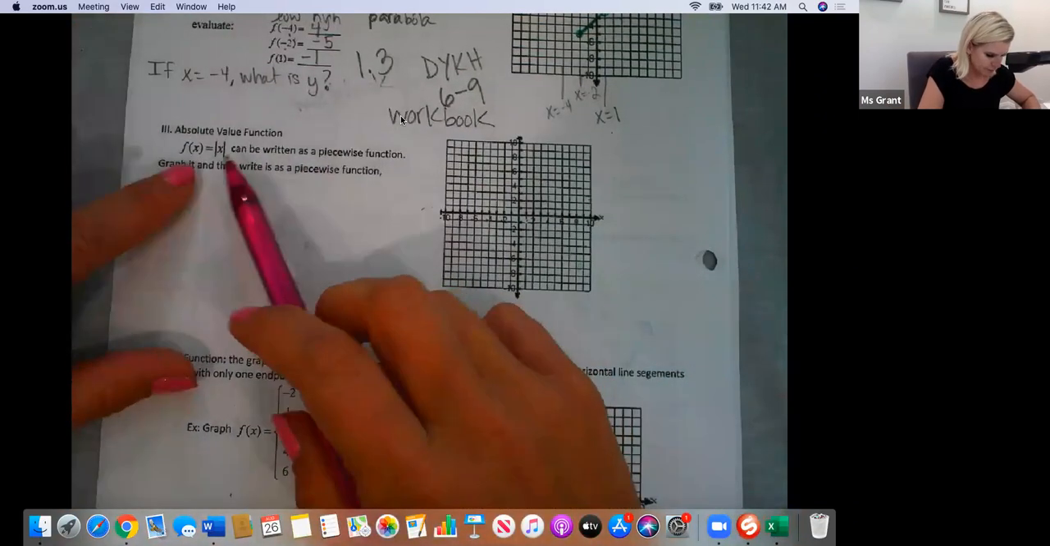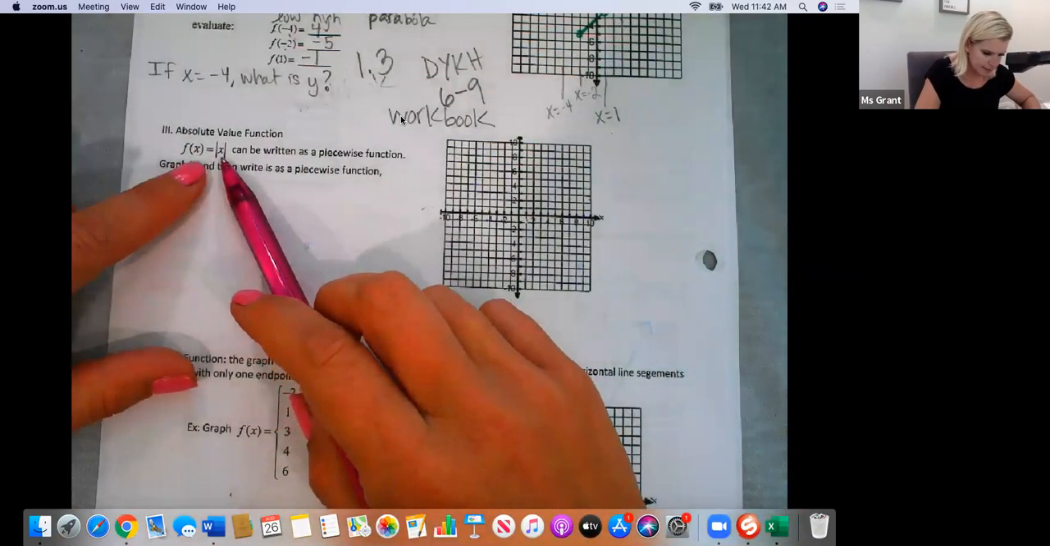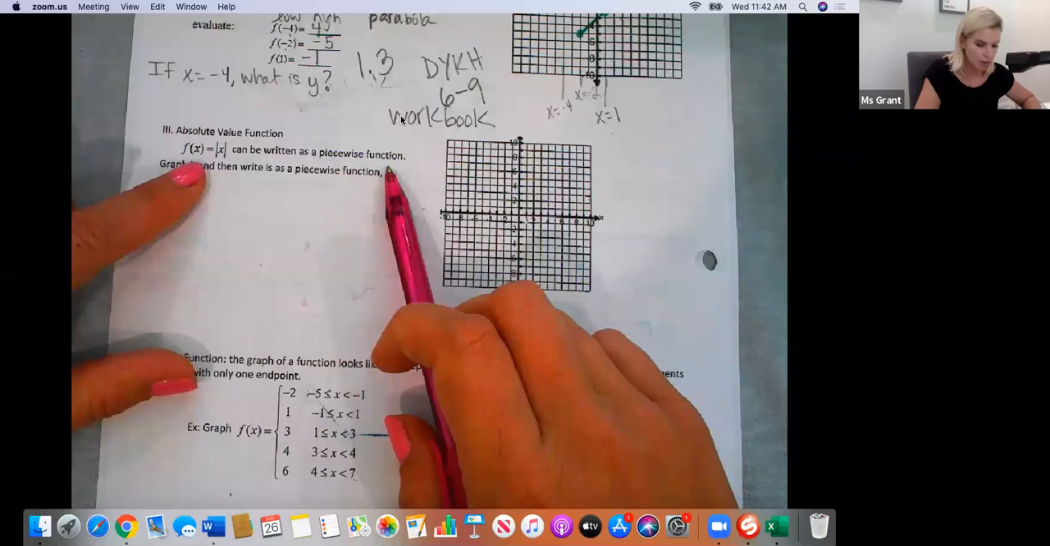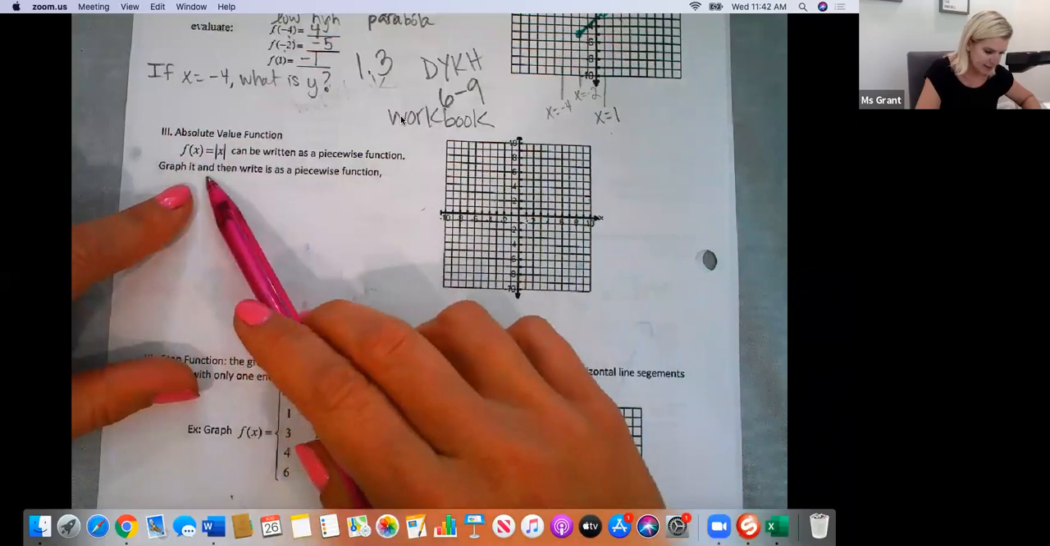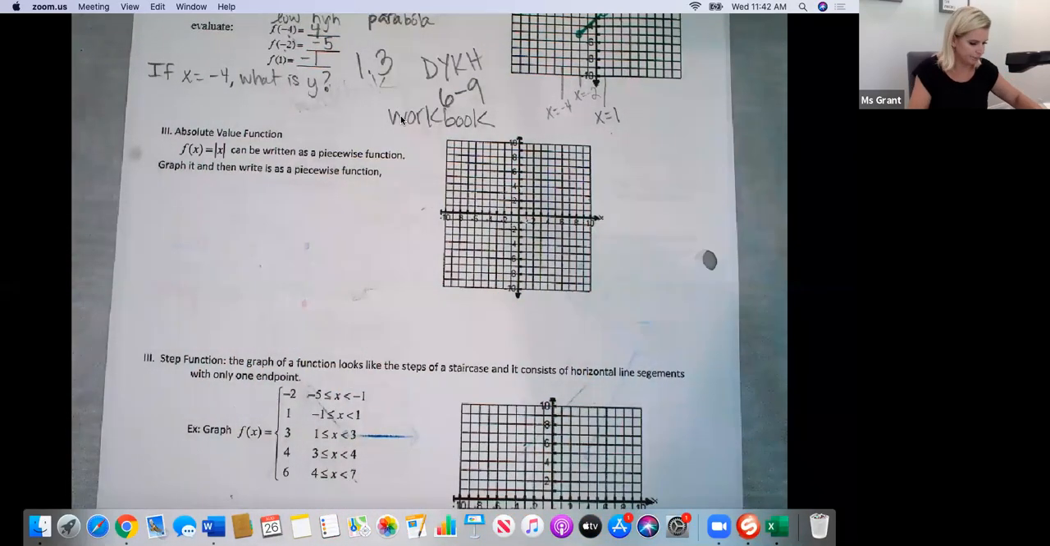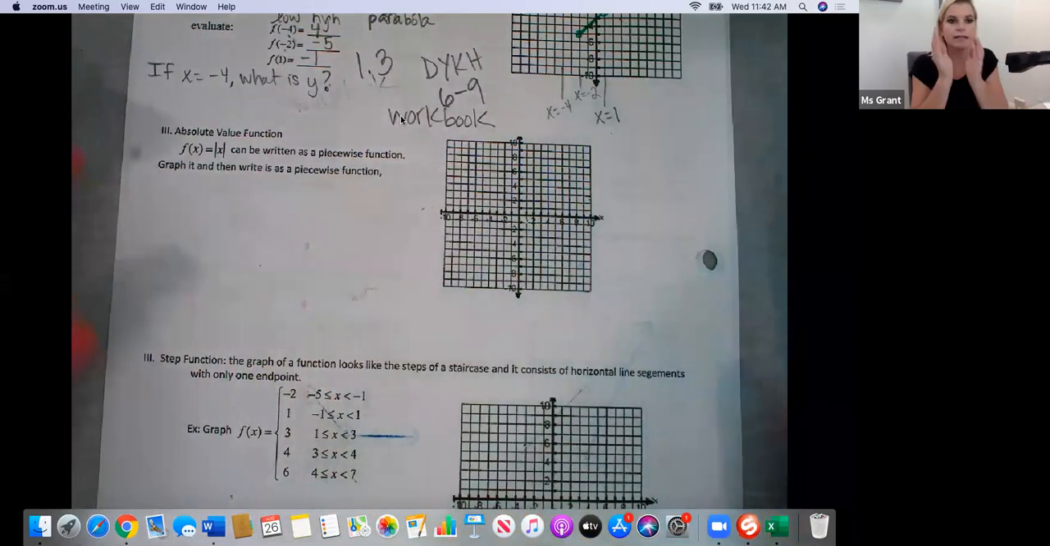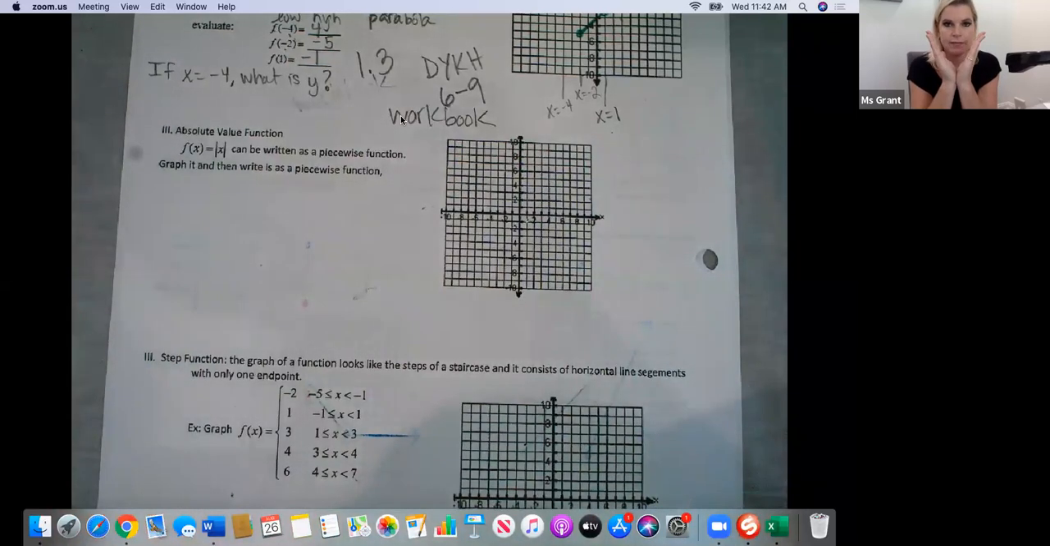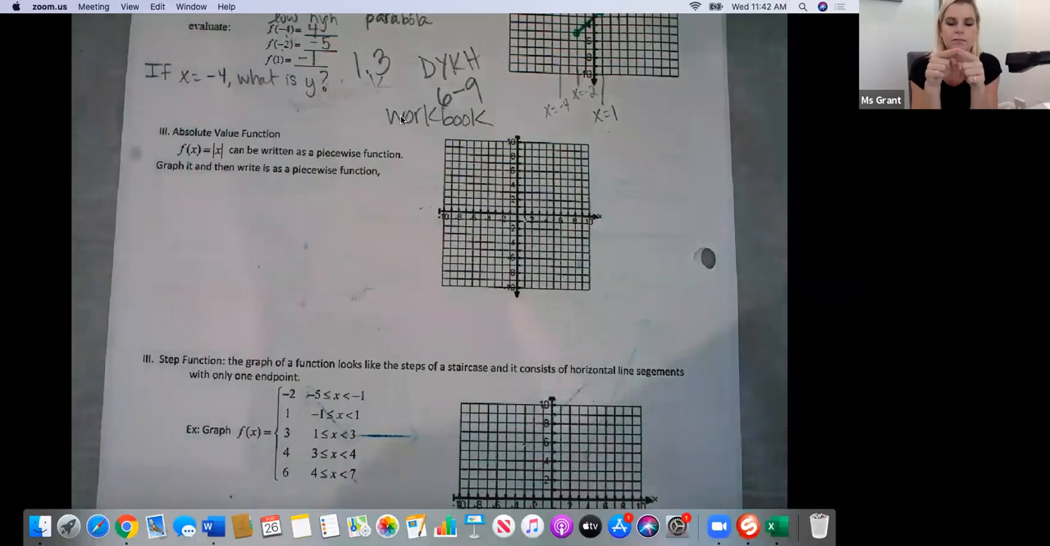Absolute value function. F of x equals the absolute value of x can be written as a piecewise function. Graph it and then write it as a piecewise function. Absolute value, guys, you need to have this memorized. It's V-shaped. The parent function has a vertex, and then over 1, up 1. Over 2, up 2. Over 3, up 3 from the vertex. Over 4, up 4. Right?